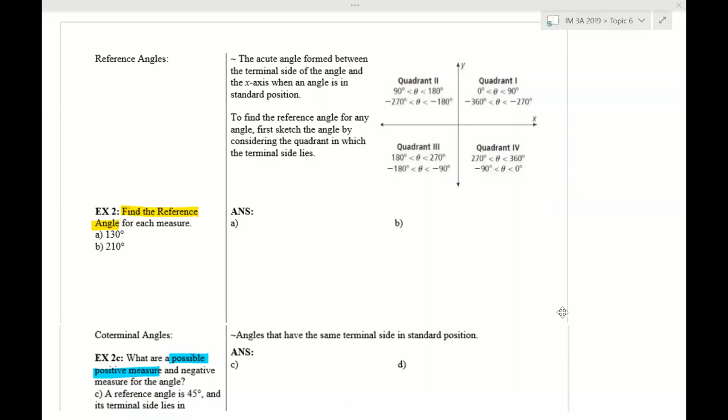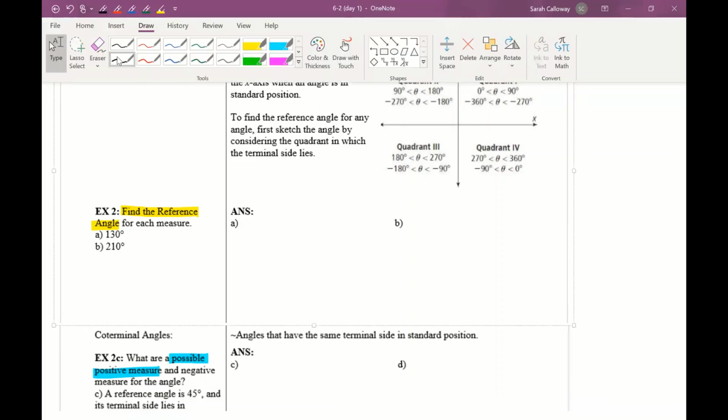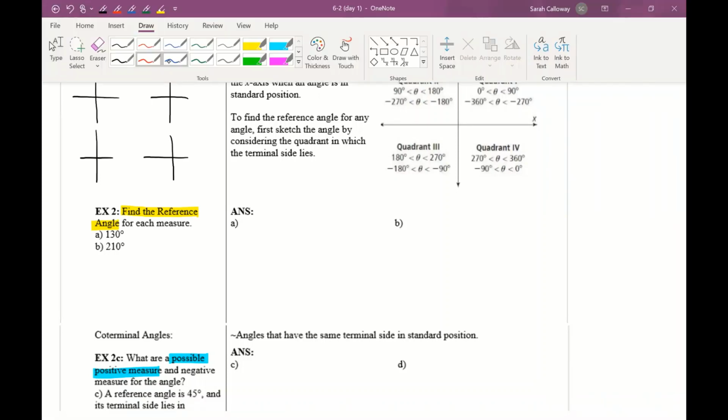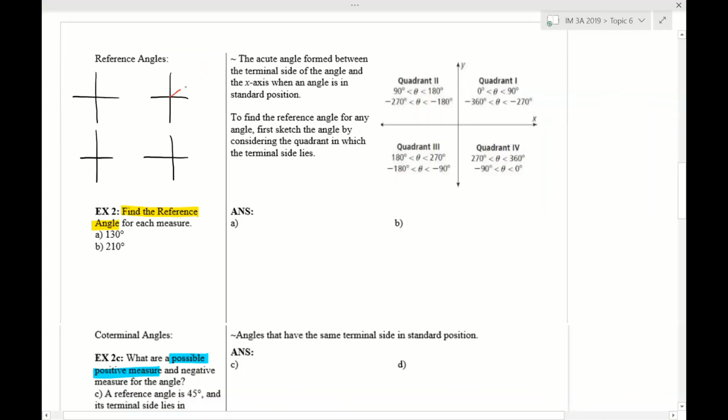The next concept in this lesson is reference angles. Reference angles are the acute angles that are formed between the terminal side of an angle and the x-axis when the angle is in standard position. So ultimately, when we're talking about reference angles, we have 4 different situations, and that's all dependent upon which quadrant we're in.